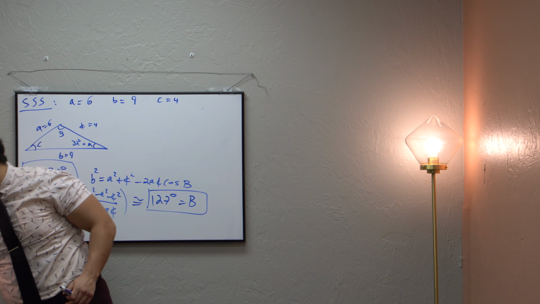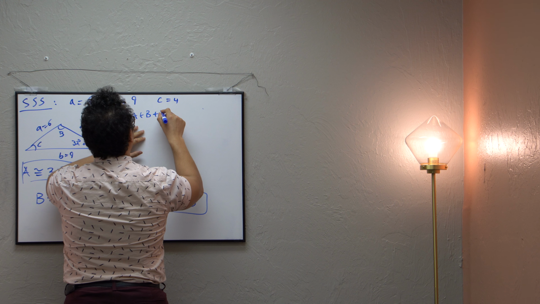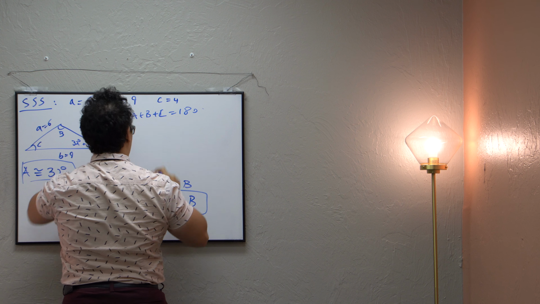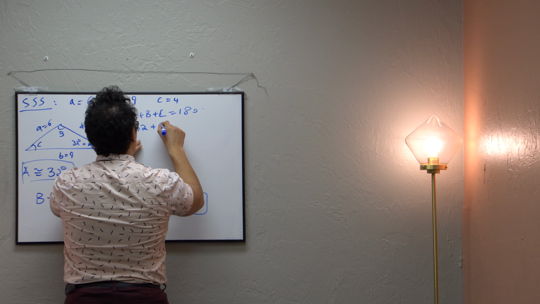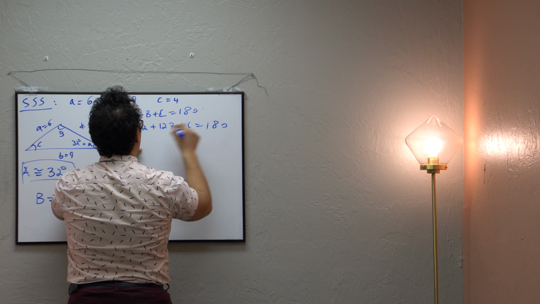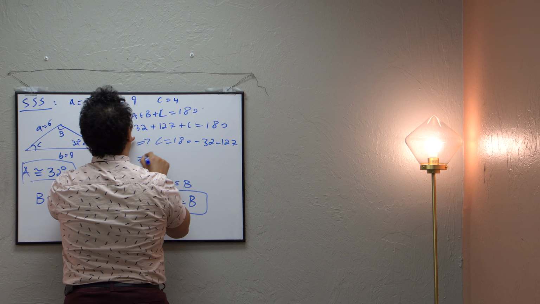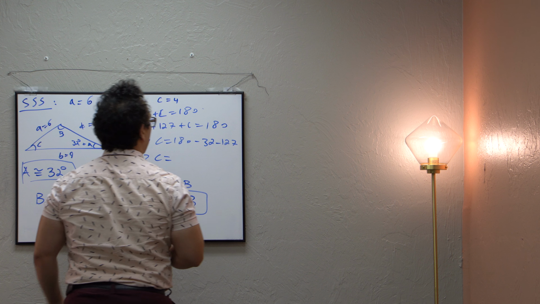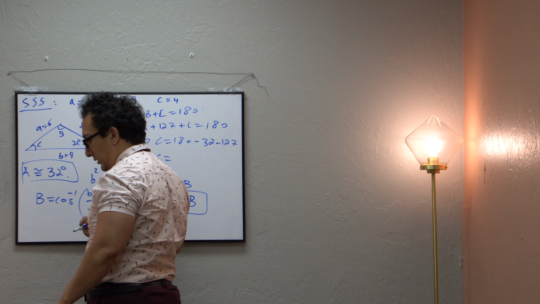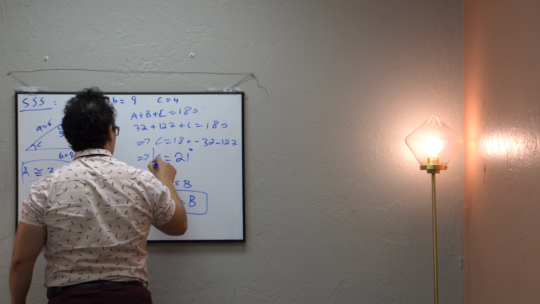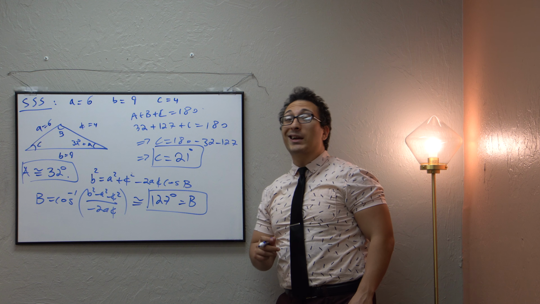Because in flat Euclidean geometry, the sum of the interior angles of a triangle adds up to 180 degrees. And we know two of the angles, so I get 32 plus 127 plus C is equal to 180, meaning C is equal to 180 minus 32 minus 127. That implies C is equal to, if I can calculate that correctly, C is equal to 21 degrees. So we solved that problem. We found capital A, capital B, and capital C.